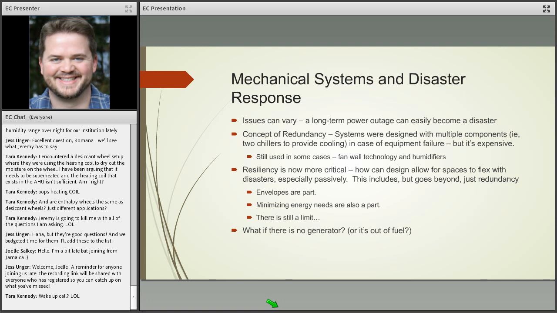And so that idea of redundancy meant that systems were designed with multiple components. And in a lot of cases, that meant two chillers. In other words, what was generating your chilled water for cooling and dehumidification. Sometimes it was multiple coils lined up one after another. One coil was attached to one chiller, another coil was attached to a different chiller. And the idea again was if we lose either power or if we lose a single piece of equipment, we have a backup there that's available.